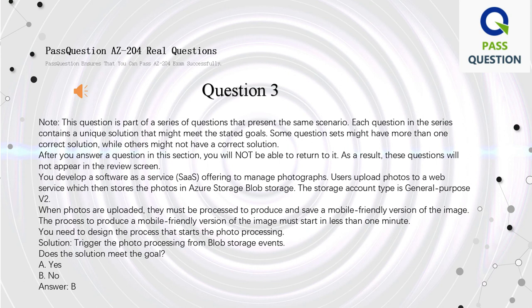Question 3. Note, this question is part of a series of questions that present the same scenario. Each question in the series contains a unique solution that might meet the stated goals. Some question sets might have more than one correct solution, while others might not have a correct solution. After you answer a question in this section, you will not be able to return to it. As a result, these questions will not appear in the review screen.